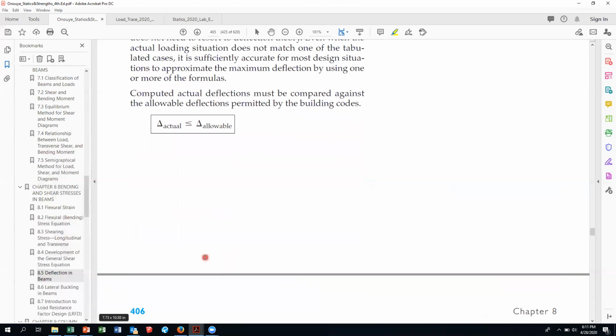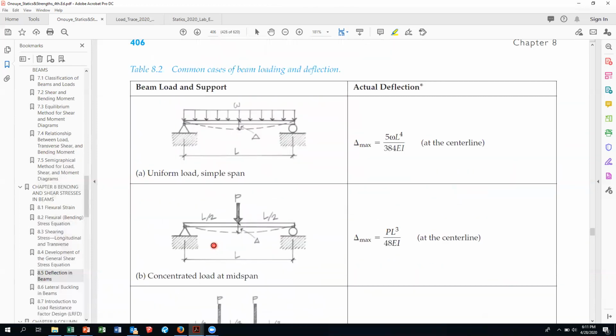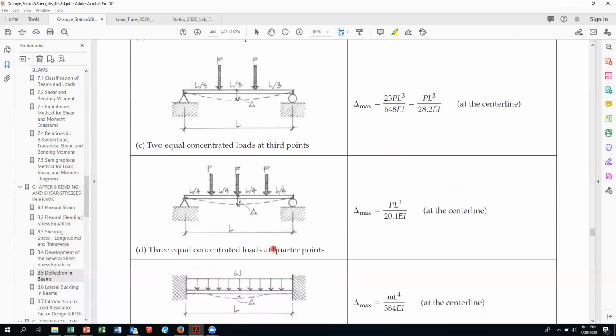And then there are common cases of beam loading, and that'll take us into the discussion about the deck load trace that we've been dealing with. So you've got your L, your W is your linear load, 384 is a constant, E is modulus of elasticity, and I is moment of inertia. And it makes sense. The deflection is based on the length, the loading, the modulus of elasticity and the moment of inertia.